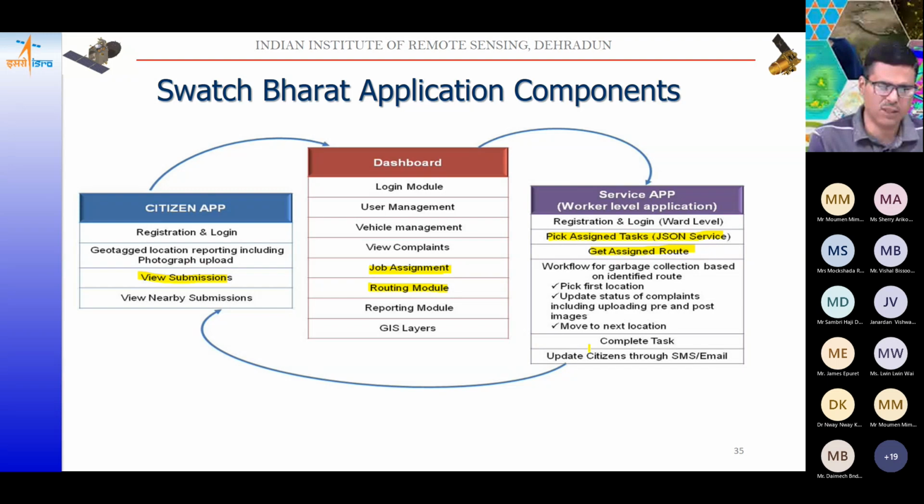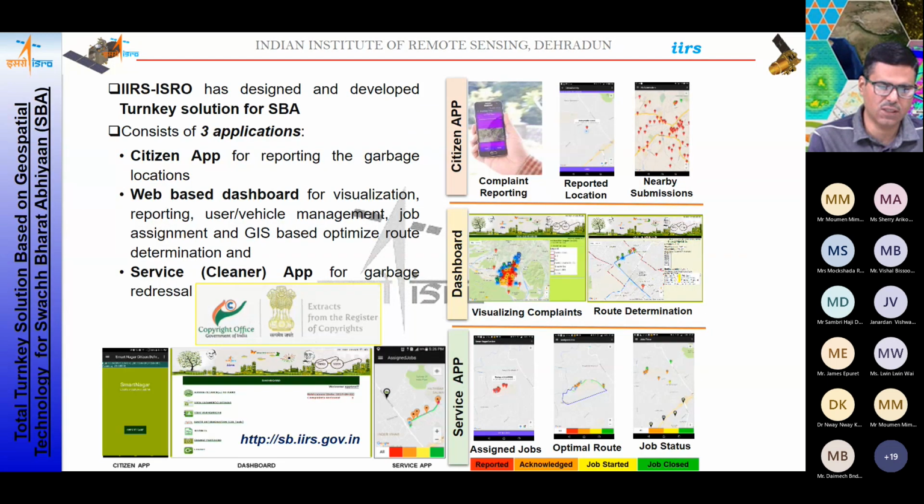And the citizens are also updated; they can monitor through their app the situation as and when it is happening. So this is in more detail.